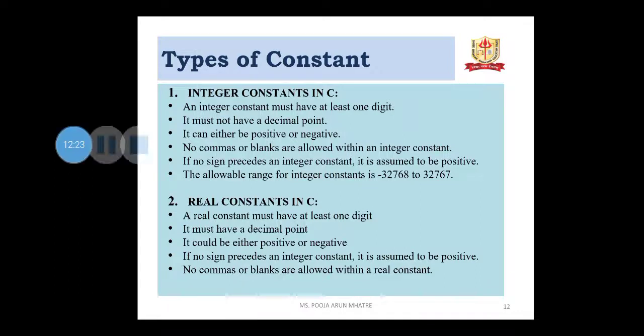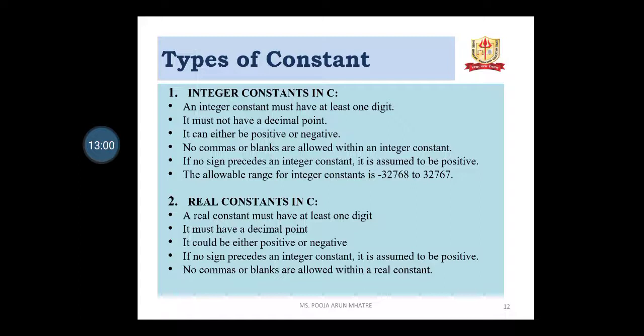Types of constant. First one, integer constant. The integer constant must have at least one digit. It does not have a decimal point. It can be positive or negative. No commas and blanks are allowed. If no sign precedes the integer constant, it is assumed to be positive. The allowable range for the integer constant is minus 32,768 to 32,767.